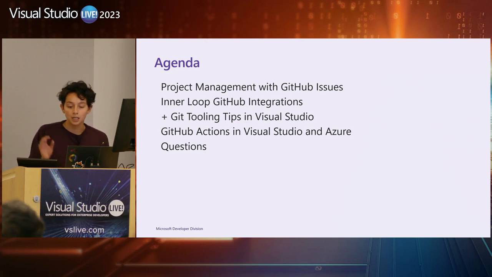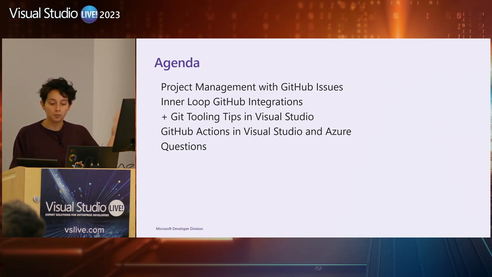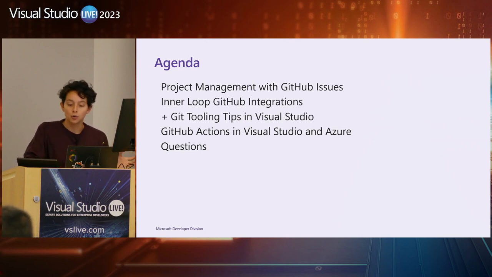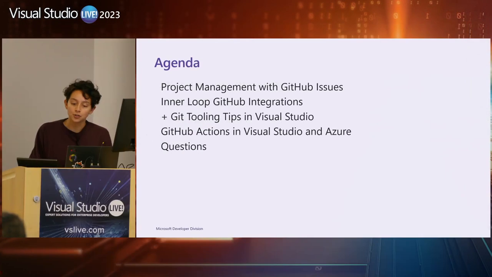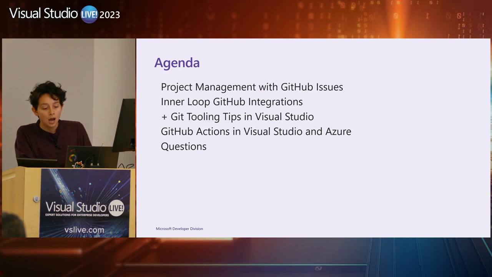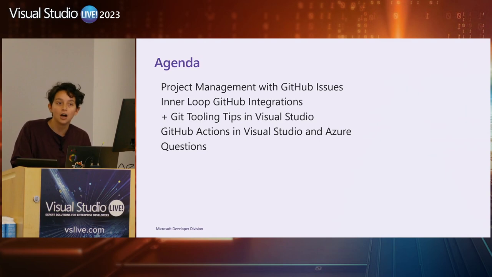And I'll be covering the GitHub developer workflow from project management with GitHub Issues, showing you a bunch of inner loop GitHub integrations and Git tooling tips in the IDE, which is personally my favorite part, and finishing off with a look at GitHub Actions for your build pipelines. This is all with the goal of showing you the power and scope of integrating GitHub with your solutions. And this is VS Live, so I'll be trying to stay in Visual Studio as much as possible for the demos, but I will be showing quite a bit in GitHub so we can set some context and background as we go along and set up things that are going to show up in the IDE later.